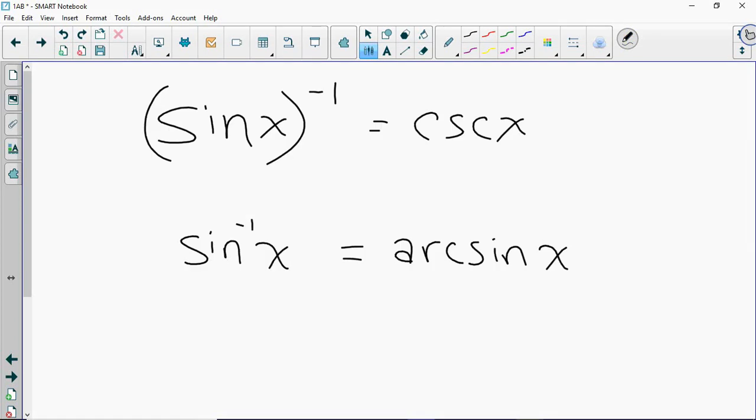I really can't emphasize this enough. Please be careful about your -1s. If you did want to use a -1 to indicate an exponent, then I put it outside of parentheses. If you put the -1 in between the sine and the x, it absolutely means inverse. So please don't write the wrong thing and don't interpret something that you read incorrectly either.